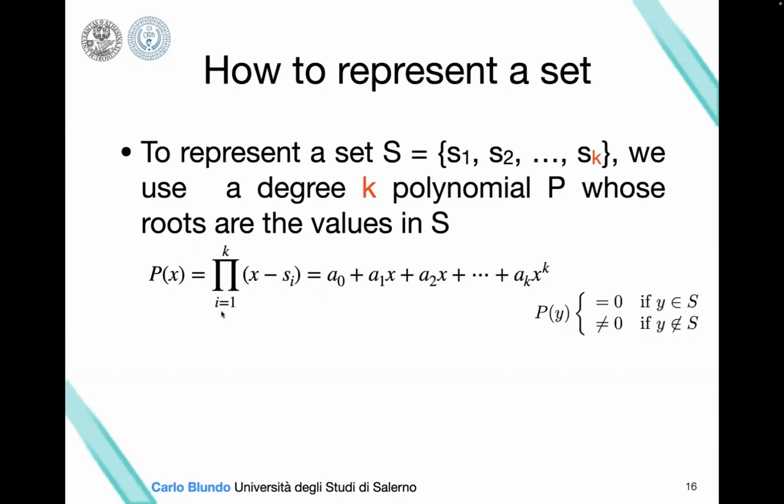And the property of this polynomial is that if I take an element in the set and evaluate the polynomial in Y, we get 0. If we take an element that does not belong to the set and we evaluate the polynomial in Y, we get a number different from 0.